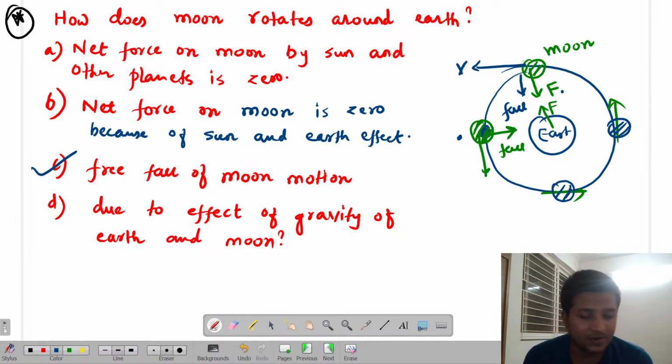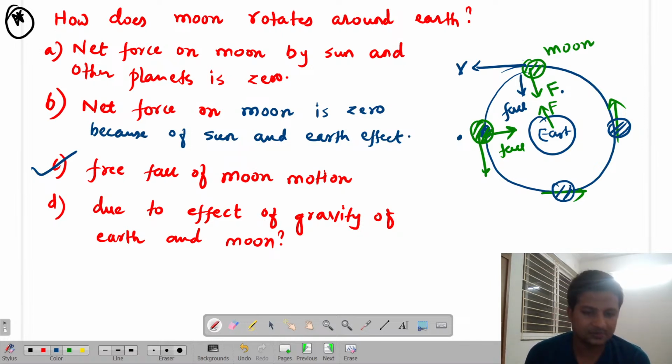Makes perfect sense. Same thing: every planet is in free fall towards the Sun. Every satellite is in free fall towards the Earth, but their tangential velocity keeps them stationary on their orbit. Understood?